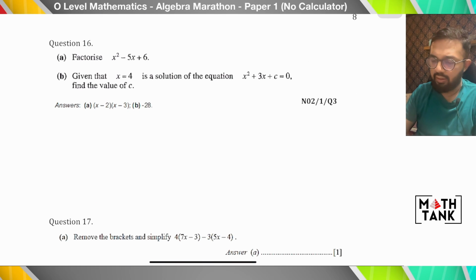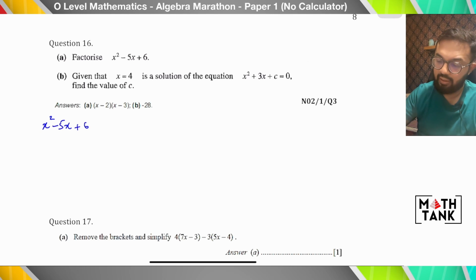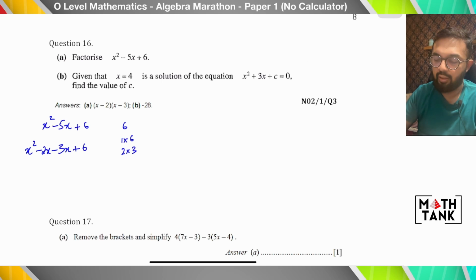Question number 16 is again about factorization. This looks simple. I have to think about numbers that will give me minus 5 in the middle and plus 6 at the end. So 1 into 6, 2 into 3. I could use both 1 and 6 and 2 and 3, but I'm going to use 2 and 3 because the signs have to be arranged in such a way that they give you minus 5 and a plus 6 when multiplied together. If I was to take plus 6 and minus 1, that would give me minus 6 when multiplied together. I don't want a minus 6. I know that my last term is just plus 6, so I just need a plus 6.